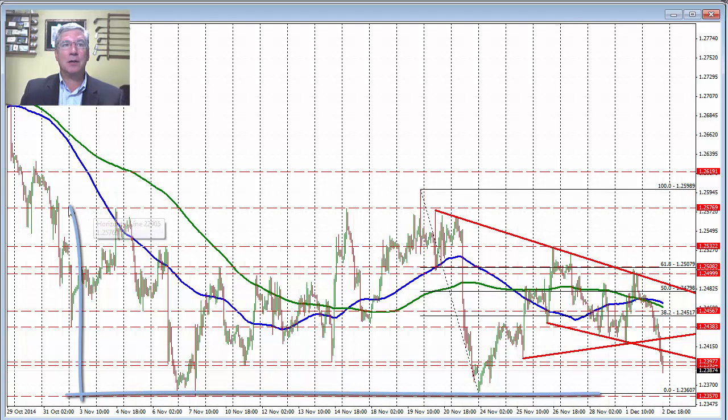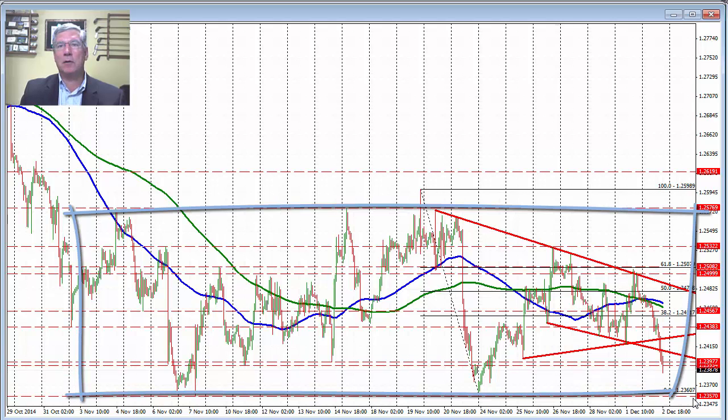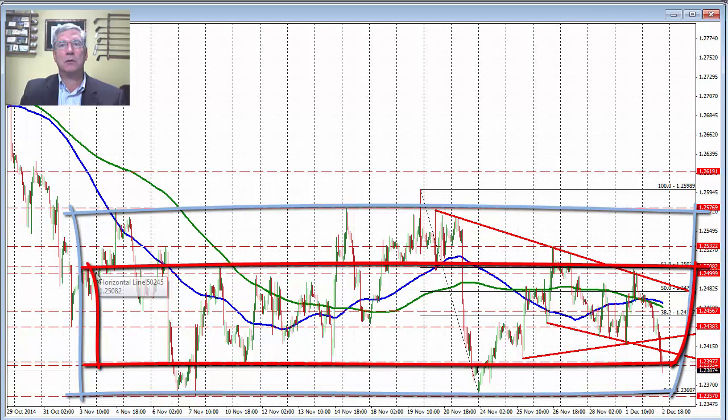Well, for the last month, we've been in this box right here. This box has a low of around 123.57 and a high of about 123.77. And within that box, there's another box, and that other box goes from about the 125.08 level down to the 123.93 to 97. It's this box right here.